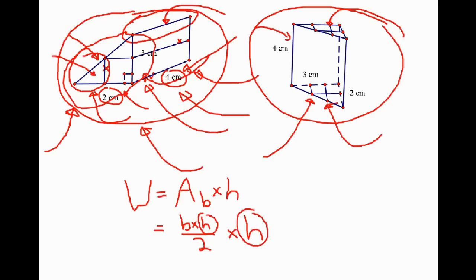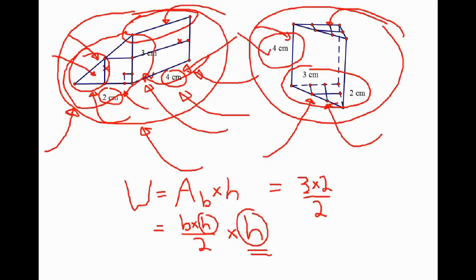The height that we're talking about here is the height of the triangular prism. So if I'm going to substitute in the values into this equation, well, for area of a triangle, I'm looking at the triangle here on the bottom. And the base is 3, the height is 2, because it's a right angle triangle. So we multiply 3 times 2, and of course, base times height divided by 2. The height that we have here is the height of the triangular prism, which is the 4 centimeters here.